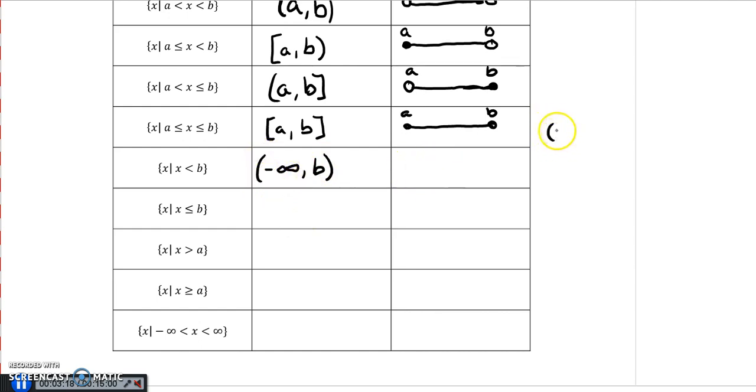So let me just rewrite this. It's going to be positive or negative infinity, which always gets parentheses because we can never get to infinity. We can keep getting smaller or larger and larger and larger, but we're never getting to positive or negative infinity. And the way this would look would be B, and infinity is going to be an arrow because we're just going that way forever.